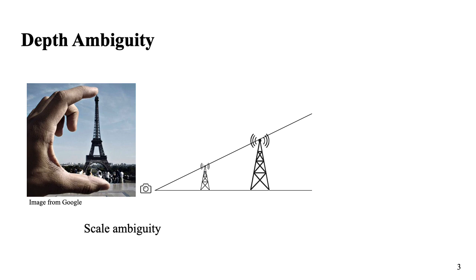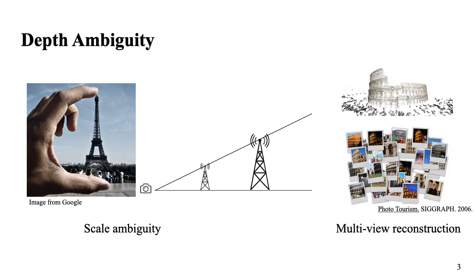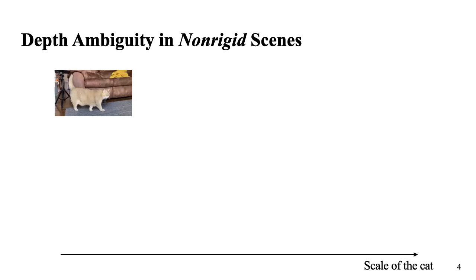In monocular reconstruction, there is a fundamental depth ambiguity due to camera projection from 3D to 2D. This Eiffel Tower could be toy-sized held by a hand, or the real one that's far away. If the scene is rigid, multiple views can reduce the ambiguity to a global scale factor. However, for non-rigid scenes, having multiple frames does not solve the problem.